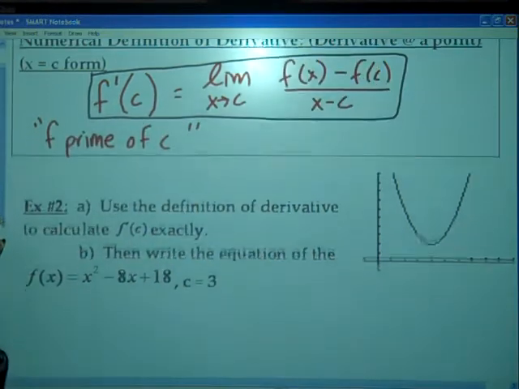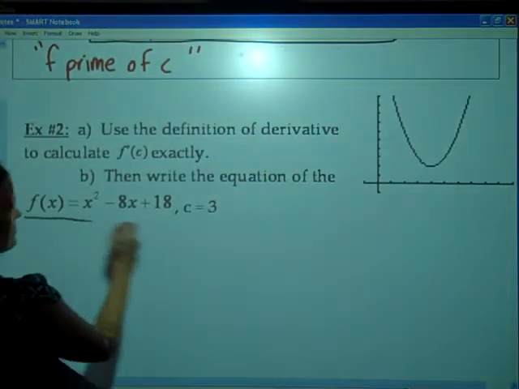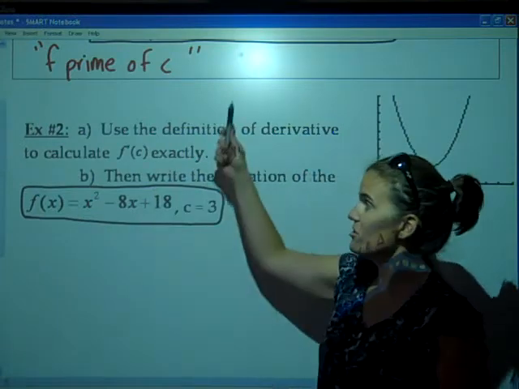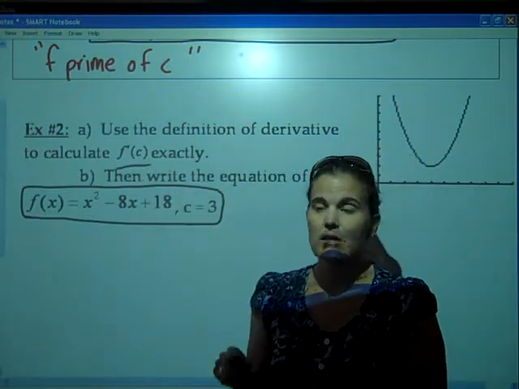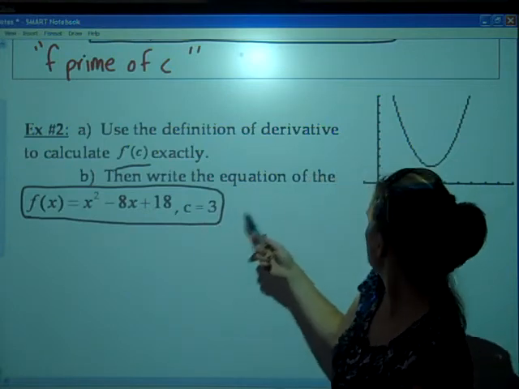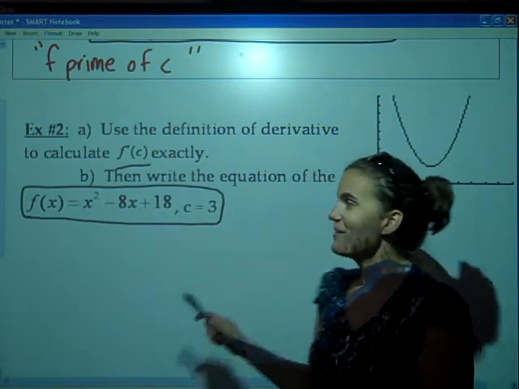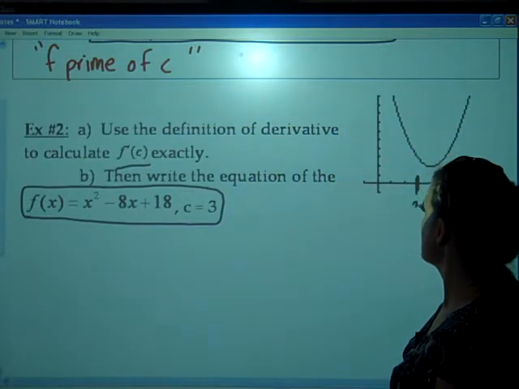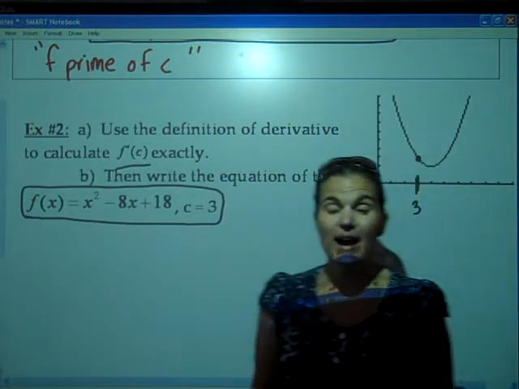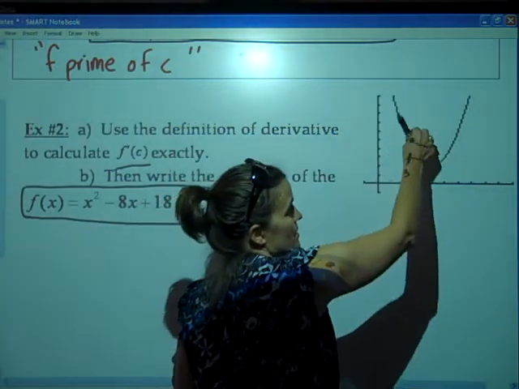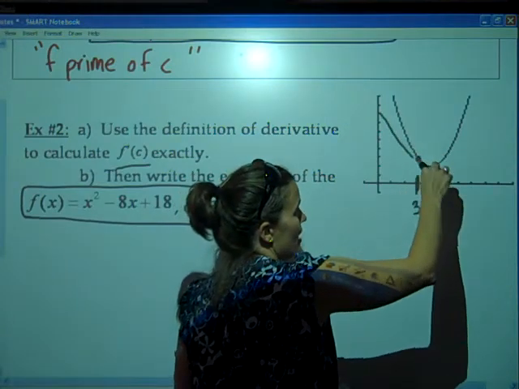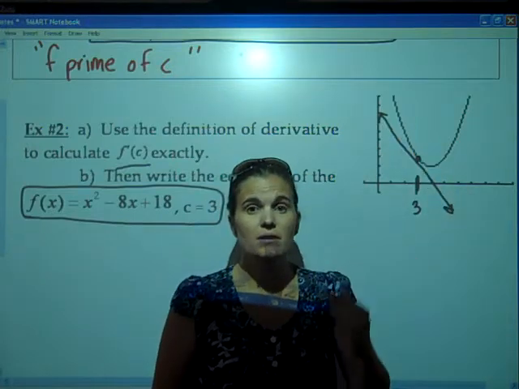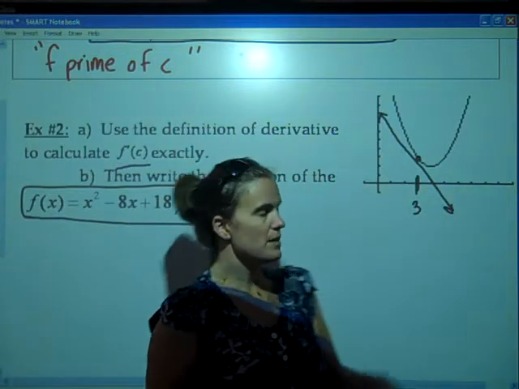Okay. So example number 2, I gave you the same old problem we've been working on, the spaceship problem, but now I'm asking it in a slightly different form. So I'm saying use that definition of derivative to calculate f prime of c exactly, and then I want you to write the equation of the tangent line. Same old function, x squared minus 8x plus 18, but this time we're looking at c equals 3. Big idea here: because the function was decreasing, I know that my tangent line, if I had drawn that perfectly, should have a negative slope, therefore my derivative should be negative. Okay, so let's keep all of that in mind.